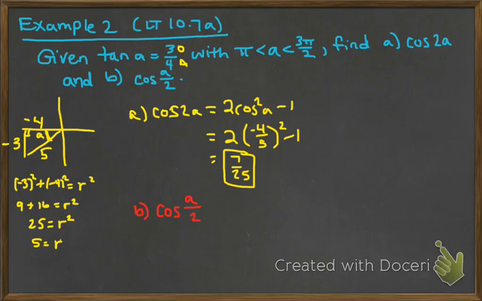So when I look at the formula sheet, I see that it's plus or minus, we'll deal with that in just a second, the square root of 1 minus the cosine of a all over 2. So now let's look at that plus or minus.